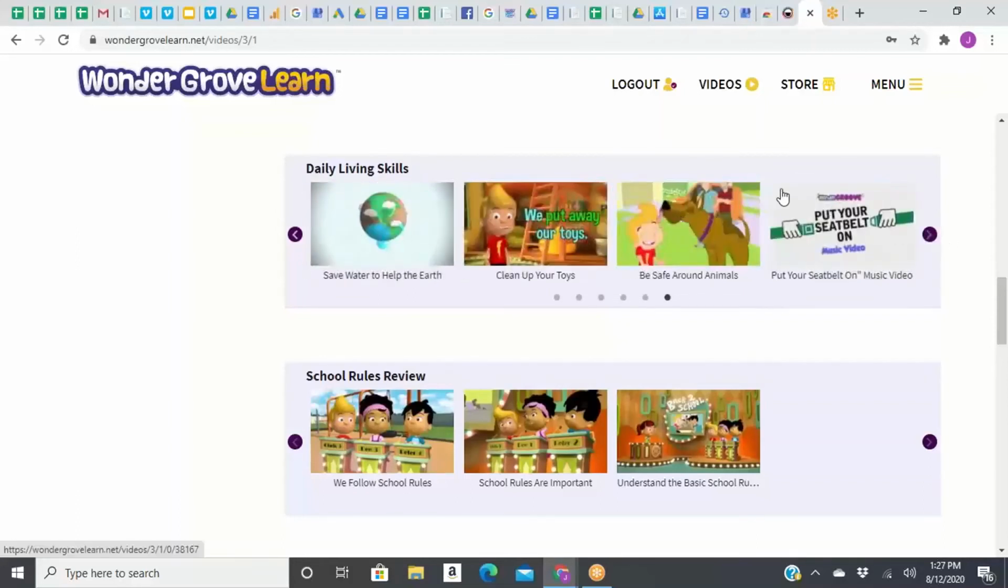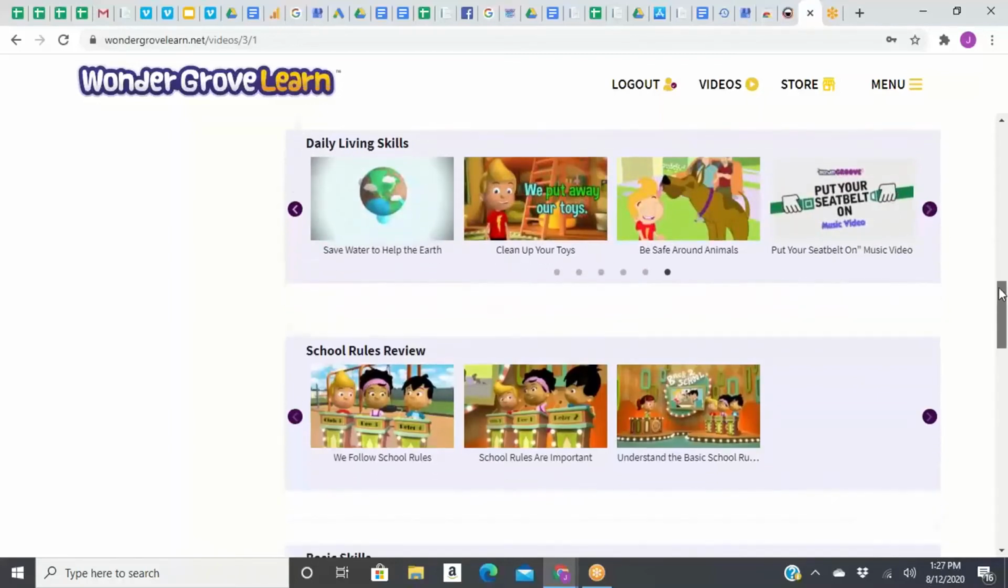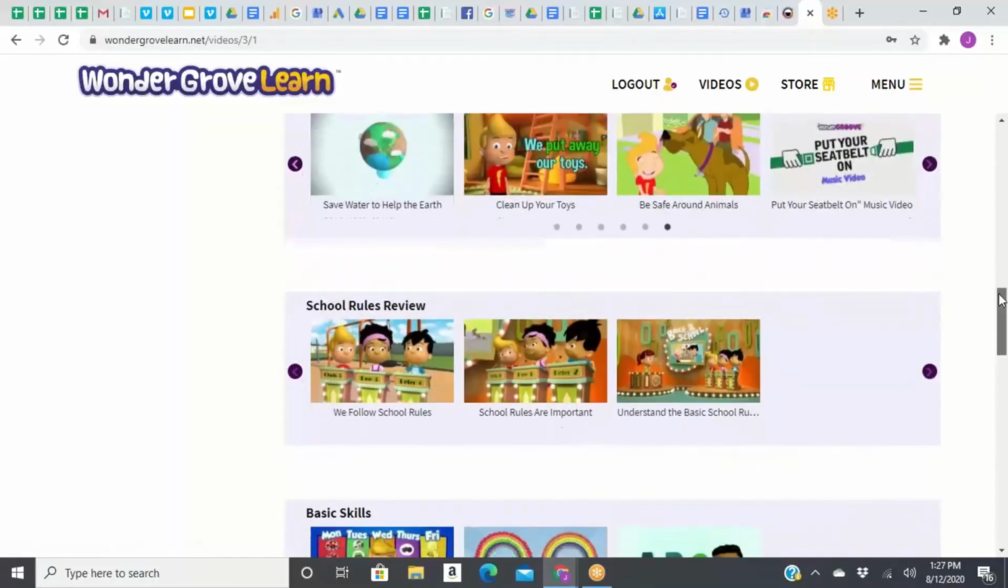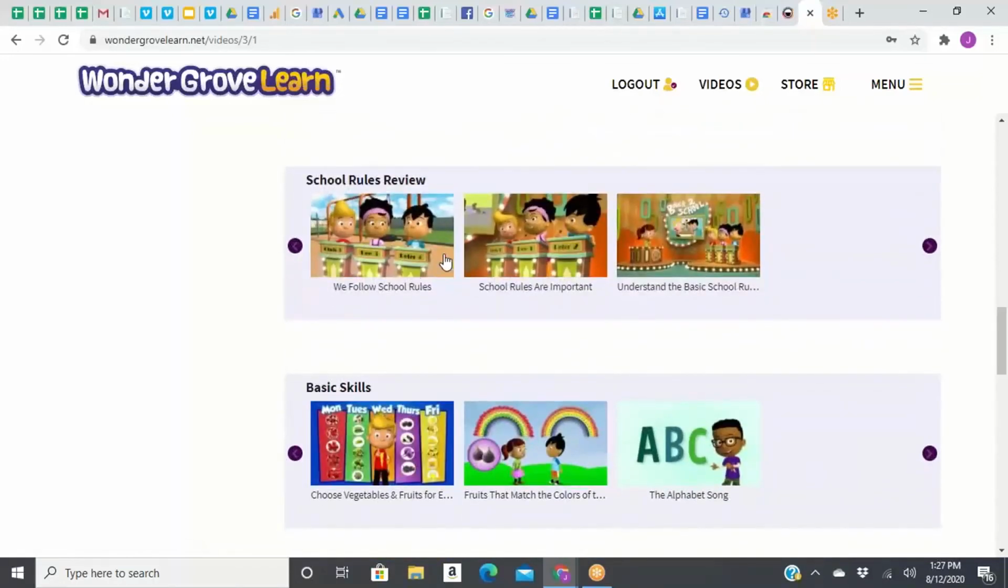Be safe around animals and put your seatbelt on music video. So there are a few about putting your seatbelt on. This one is really cute since it's music. These are some school rules review. These are nice to watch after long weekends and after coming back from breaks when you've already reviewed this. They know the school rules, but they need a review. So that's why there's only 3 of those here.